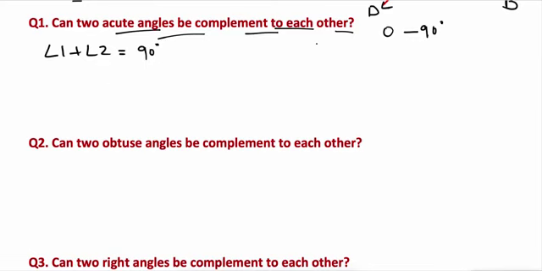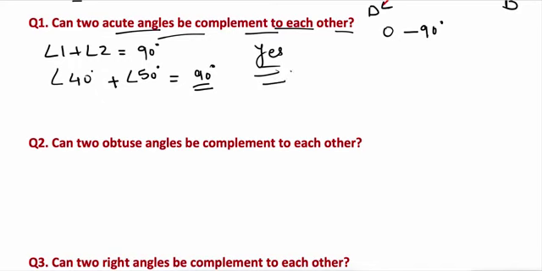So if angle 1 is an acute angle, suppose I take 40 degree and another acute angle I take 50 degree. So their sum is 50 plus 40, which is 90 degree. So the answer is yes. Two acute angles can be complement to each other. Question number 2. Can two obtuse angles be complement to each other?